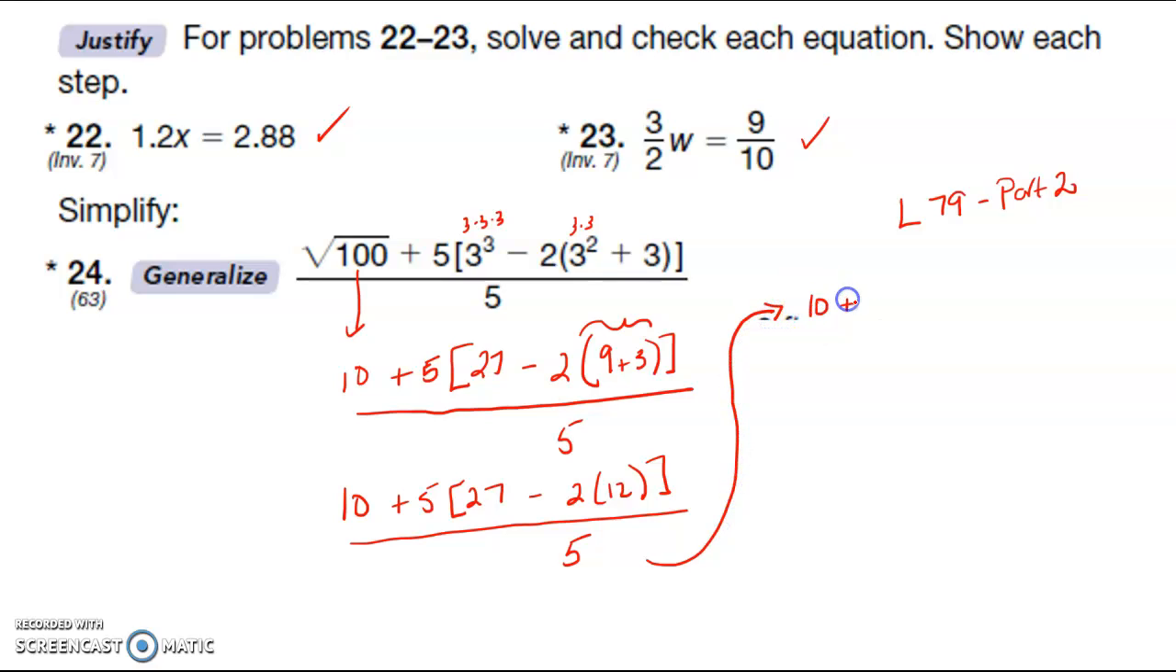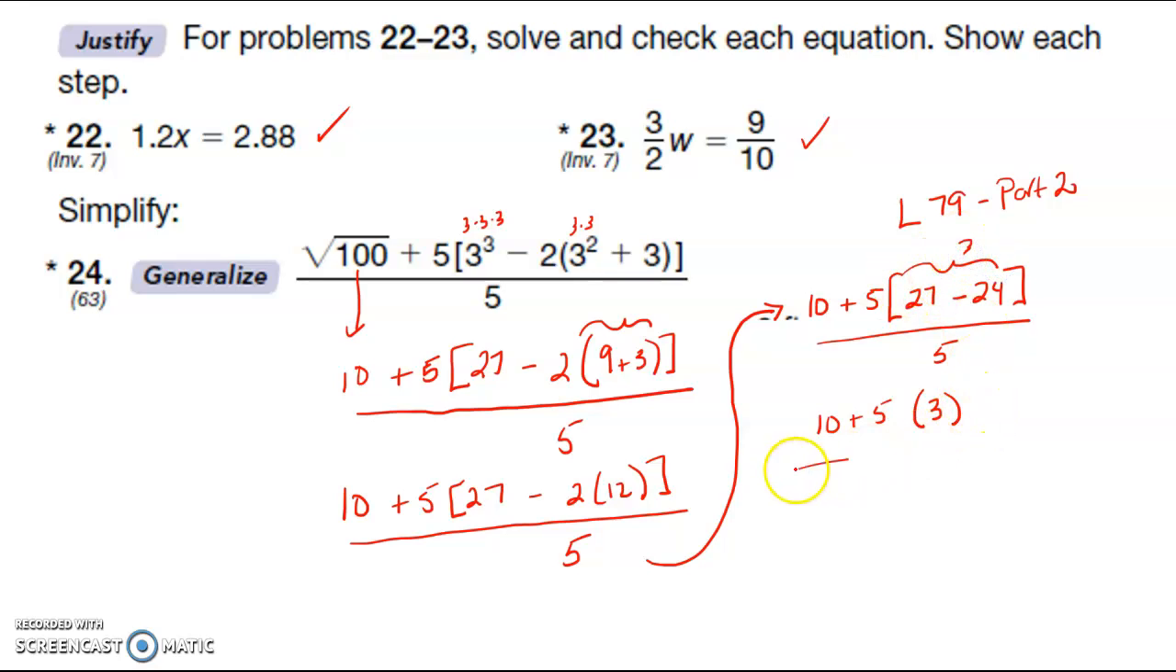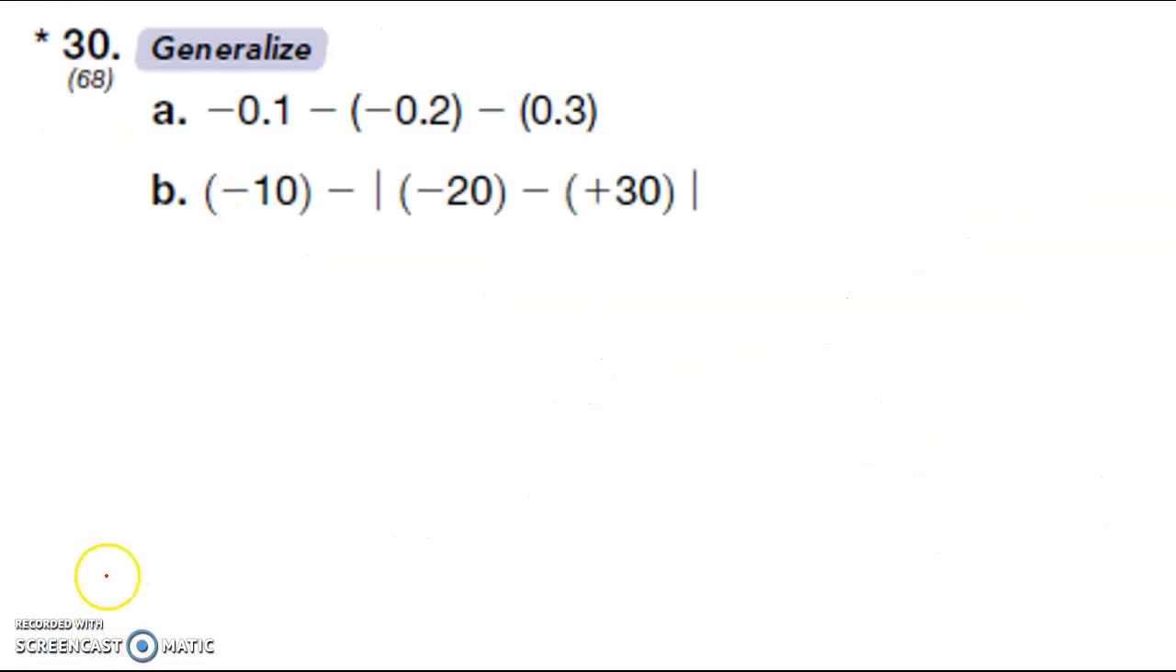So I have 10 plus 5, 27 minus, this is 24, over 5, 10 plus 5 times 3, because this is 3, over 5, 10 plus 15 over 5, 25 over 5, so this is 5. Is that what you got? Hopefully you paused the video and attempted this one on your own. This is one that you guys struggle with a little bit.